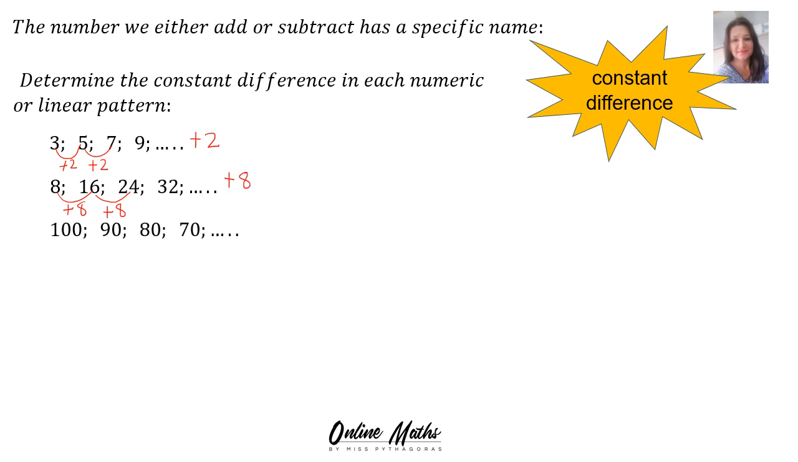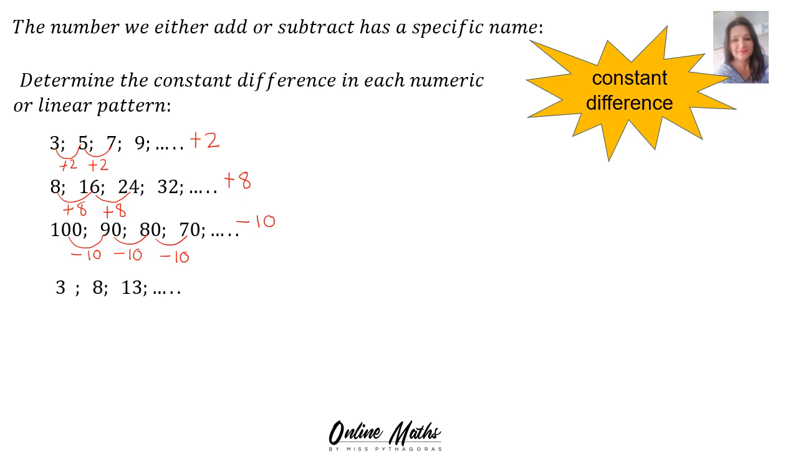When I give you the sequence 100, 90, 80, 70, to get from 100 to 90, you subtract 10. To get from 90 to 80, you subtract 10. To get from 80 to 70, you subtract 10. Therefore, the constant difference for this sequence is -10.